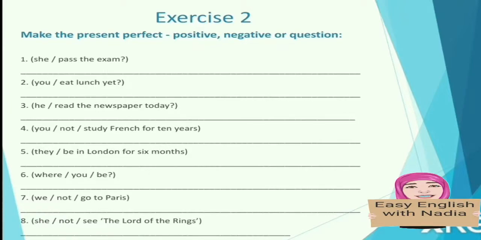They be in London for 6 months. Where you be? We not go to Paris. She not see the Lord of the Rings. Okay, have you finished? Let's correct.